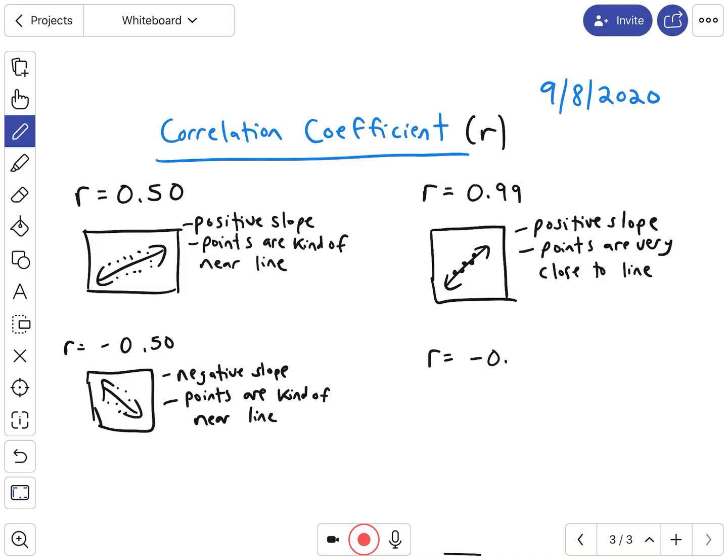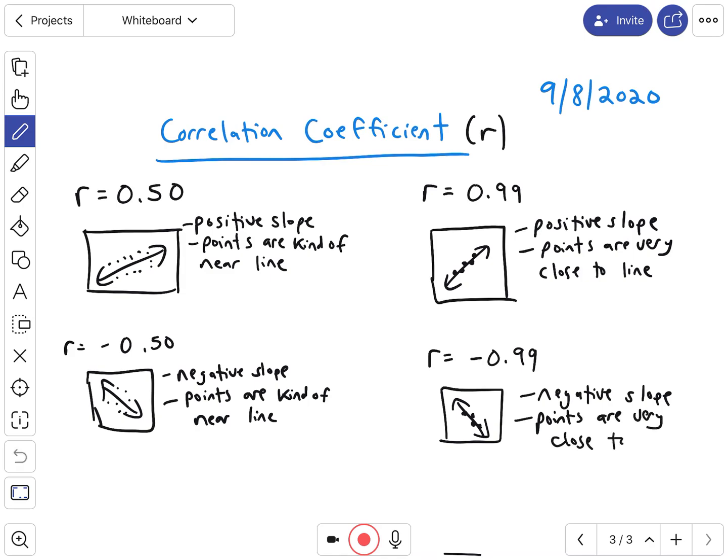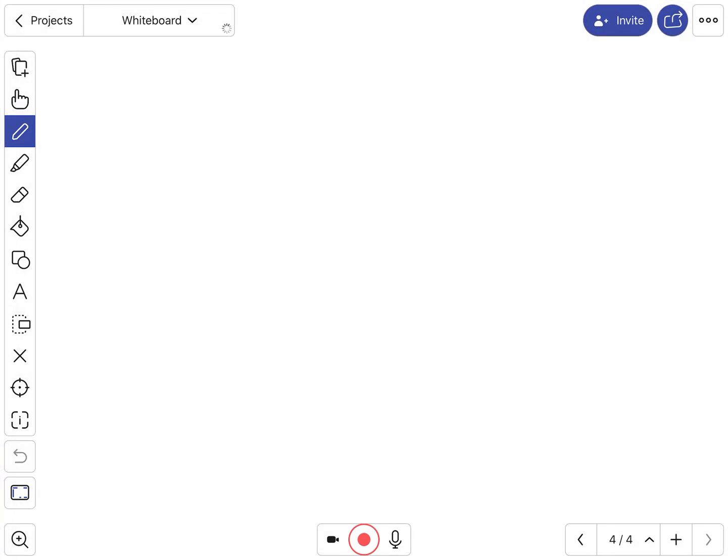So let's put that. And then you have a negative 0.99. In that case, you have another negative slope, and the points, again, are going to be really, really close. So the points are very close to the line. All right, so again, I'm kind of breezing through this, but you could pause it whenever you want.